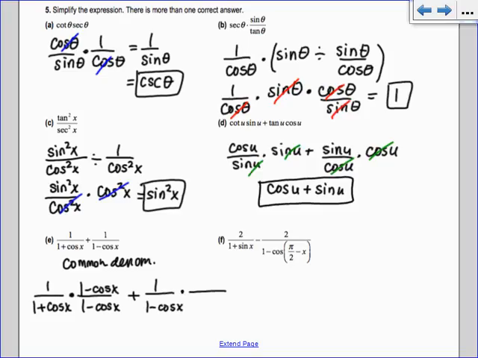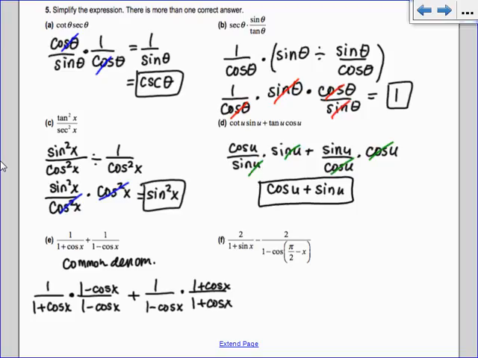And then the second one, I'm going to multiply by 1 plus cosine of x on the top and bottom. Okay, so it's just like if you had 1 over 2 plus 1 over 3. We're multiplying the first one by 3 over 3, the second one by 2 over 2, right? So that's what we're doing.